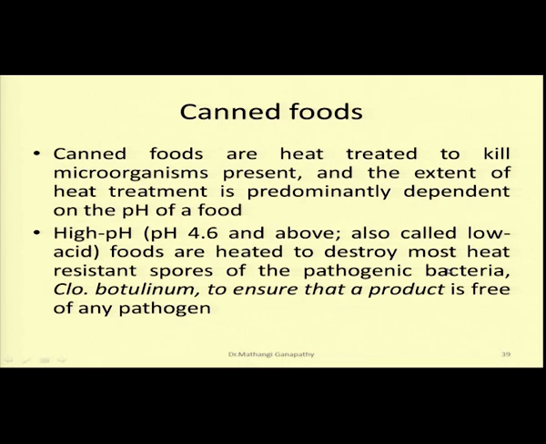If high pH, for example 4.6 and above, which is also called low acid food, they are heated to destroy most of the heat resistant spores of the pathogenic bacteria, for example Clostridium botulinum, to ensure that the product is free from any pathogen. So at low acid, that is high pH, in canned food, you can heat them without any problem or any changes happening to the food concerned. So this heat treatment in turn will also destroy even the spores.